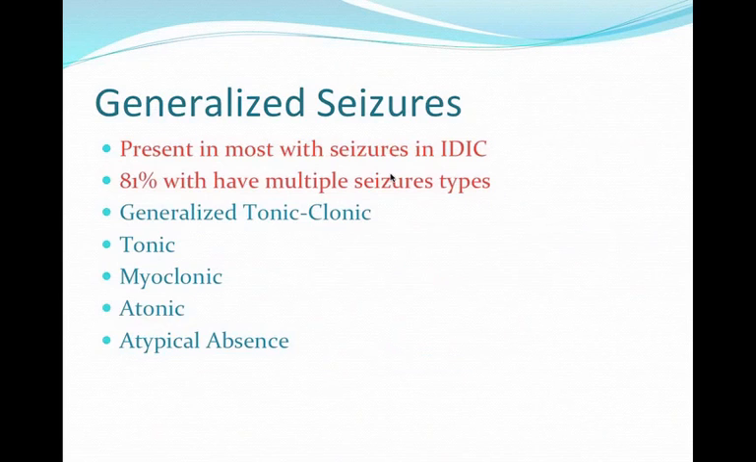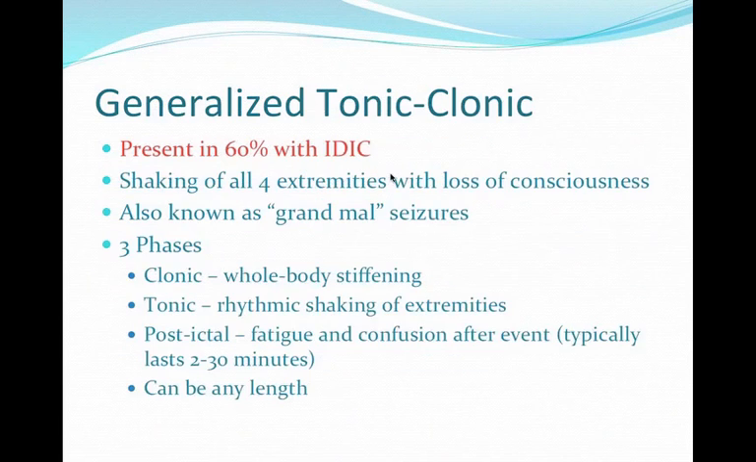Now the generalized seizures. Most of the kids that responded to the survey had generalized seizures of some type, and 81% overall that responded to the survey had multiple seizure types. So the other biggies are tonic-clonic, tonic, myoclonic, atonic, and absence, and I'll go one by one through those. So generalized tonic-clonic, that's what most people call grand mal seizures. It's what most people think about when they hear seizure: head back, shaking of all four extremities, drooling, sometimes eyes roll back.